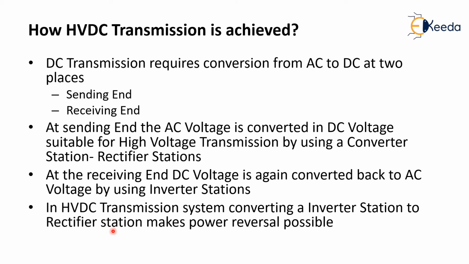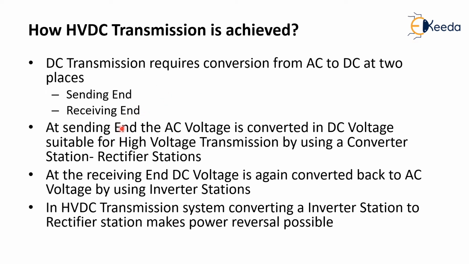In the next slide, we are going to discuss how this HVDC transmission is achieved. HVDC transmission is achieved with the help of two stations, which we call the sending end station and the receiving end station. As we have already discussed, the electricity is generated in AC. It needs to be converted into DC for DC transmission. So DC transmission requires conversion from AC to DC at two places: one at the sending end, another at the receiving end.